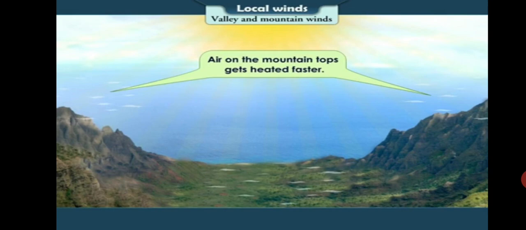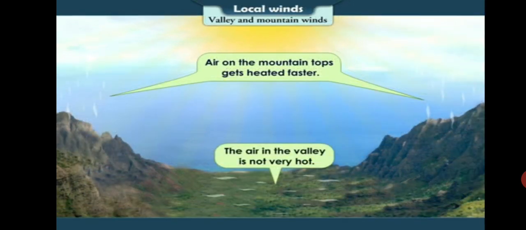During daytime, air on the mountain tops get heated faster. Now remember, you have to understand the difference between temperature and air pressure. Wherever the temperature is high, air pressure is always low. So now mountain tops are getting heated faster, means temperature is high. So what will be the air pressure there? Low. Yes. So the air on the mountain tops get heated faster and the air in the valley is not very hot.